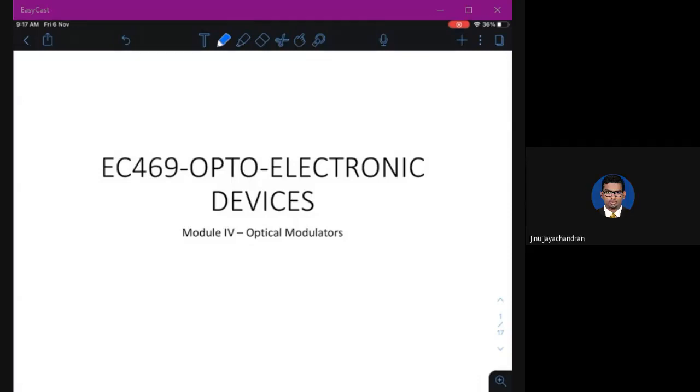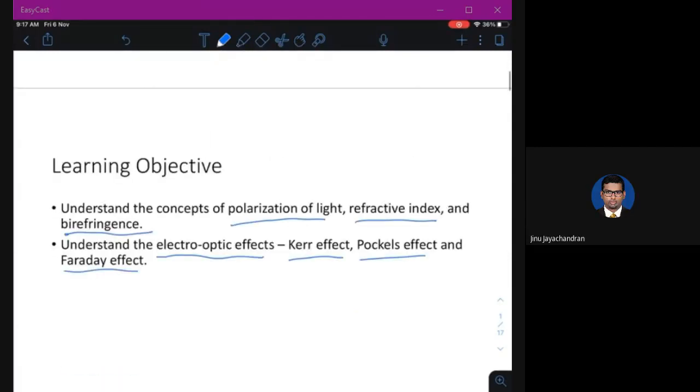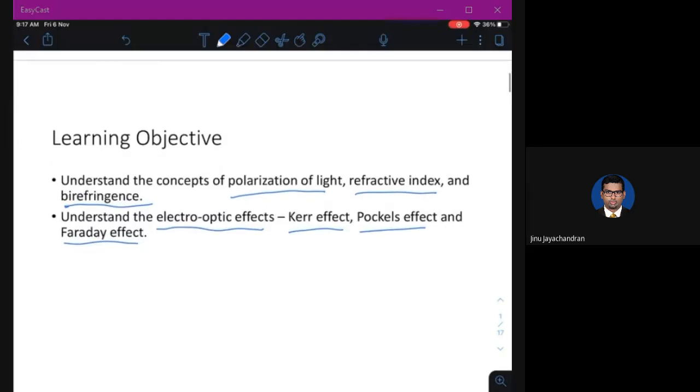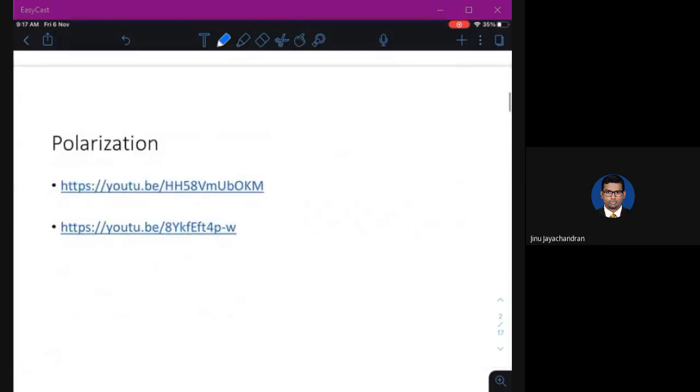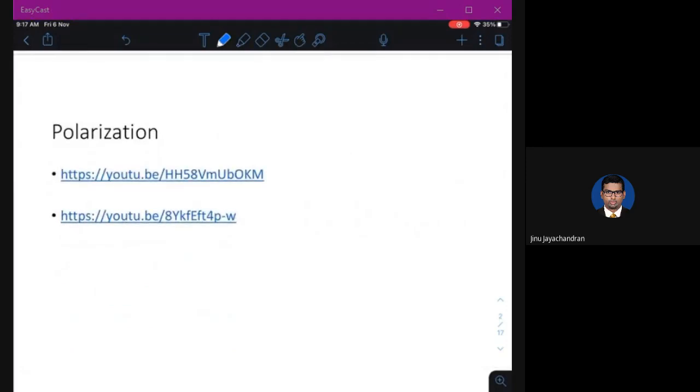Okay, so for those who have come late, the learning objectives for today's class are understanding the concepts of polarization, refractive index, and birefringence. We will also look at some of the electro-optic effects, which are the Kerr effect, Pockels effect, and Faraday effect. First we look at polarization.